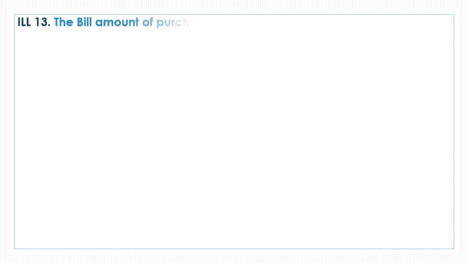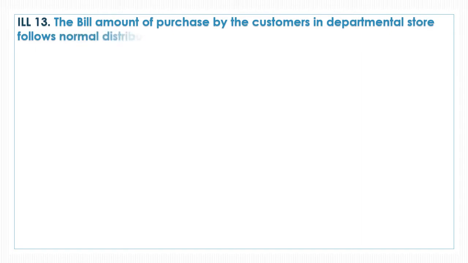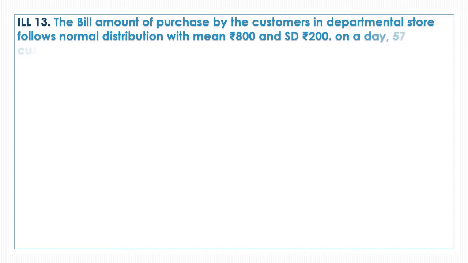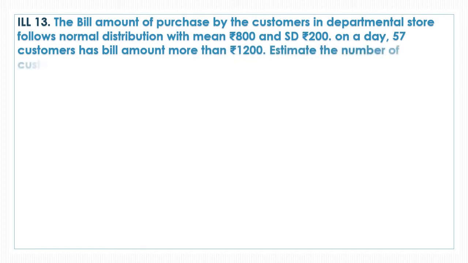The bill amount of purchases by the customers in a departmental store follows a normal distribution with mean rupees 800 and standard deviation rupees 200. On a single day, 57 customers had a bill amount of more than rupees 1200. We have to estimate the total number of customers who visited the store on that particular day. So we have the values of mean and standard deviation. We also know that 57 customers had a bill amount of more than rupees 1200.